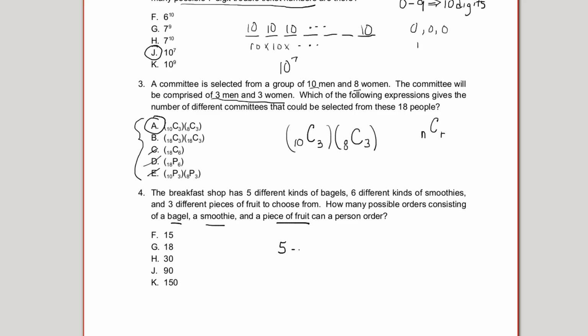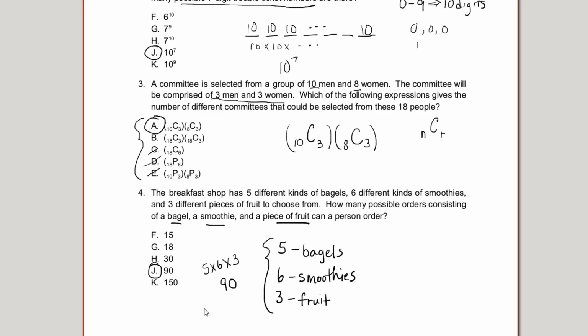And we know we have 5 different bagels, 6 different options for smoothies, and 3 different options for our fruit. And remember, with our fundamental counting theorem, we look at X different ways to do one thing, Y different ways for another, Z different for another. We're just going to multiply each one of those together and we get 30 times 3, which is 90. And that is answer choice J. We can come up with 90 different possible orders with these different items to choose from.